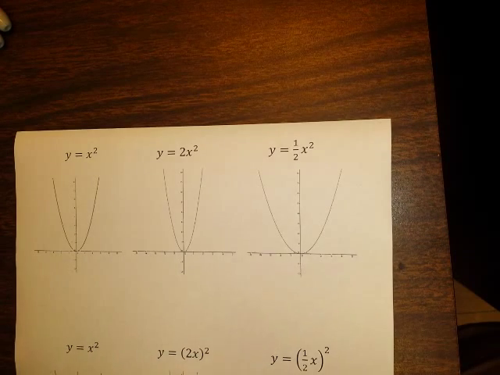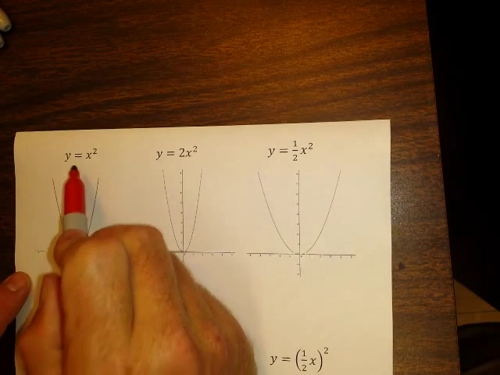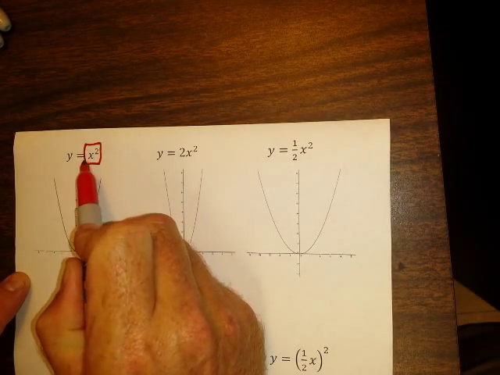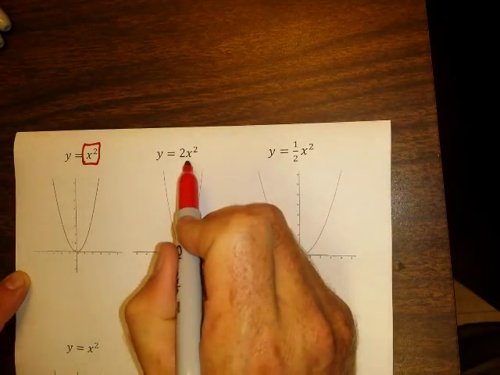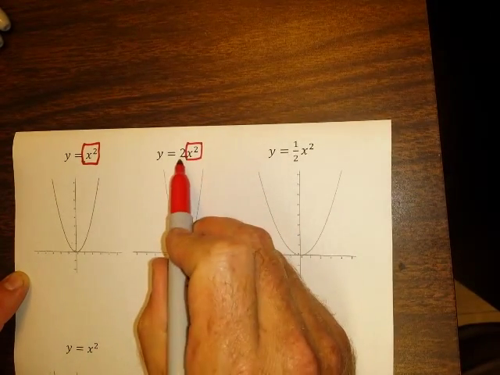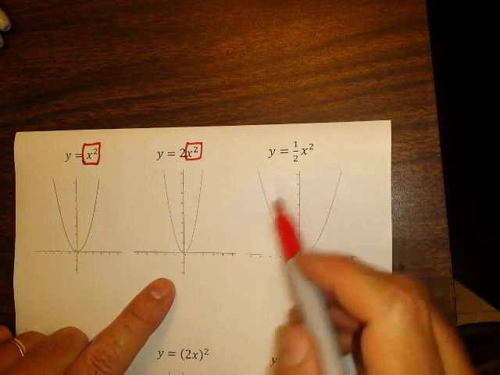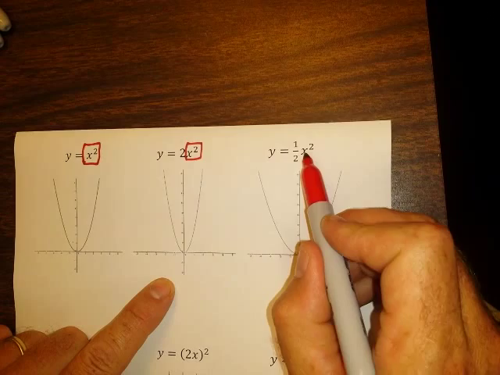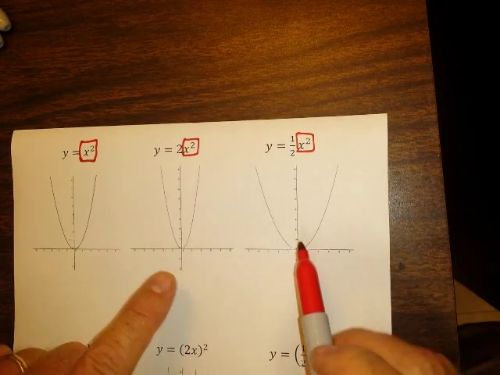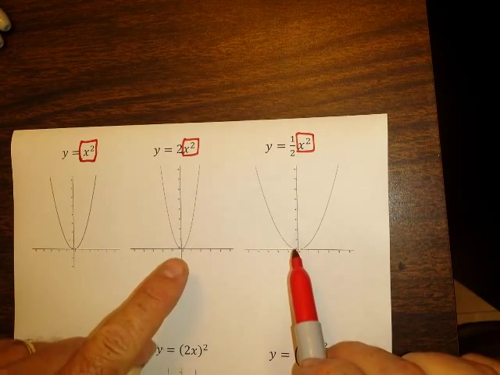All right, once again, I have this parent function, y equals x squared. This is the y value. What did I do here? I took 2 times the y value. And over here, I took 1/2 times the y value.